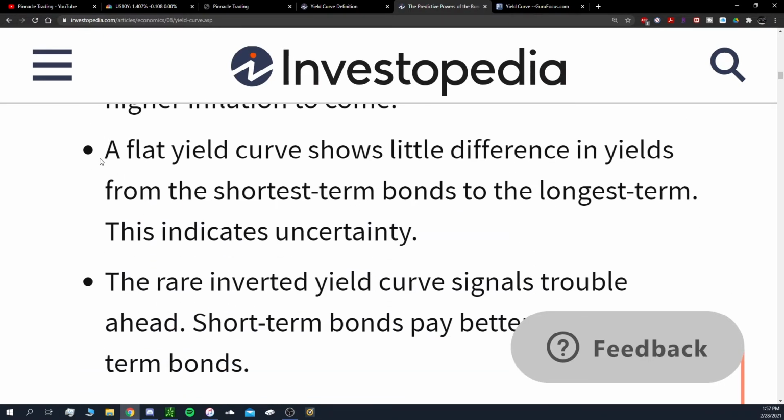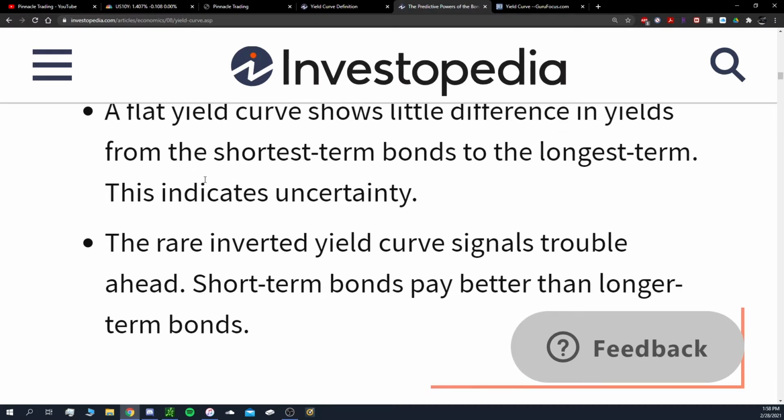The next one is the flat yield curve. It shows little difference in yields from the shortest term bonds to the longest term. This indicates uncertainty. This is when we're kind of shaky in the market, 50-50. We don't know if it's going to go up or down. Things are kind of uncertain in the economy itself. This could be when a new president is getting elected, or when federal interest rates or mortgage rates are changing, just things like that in the market.